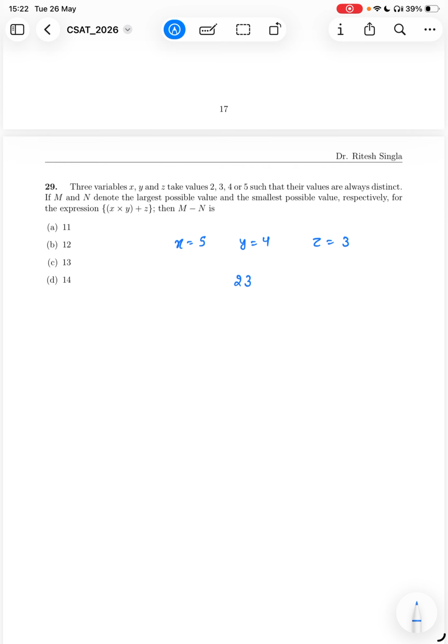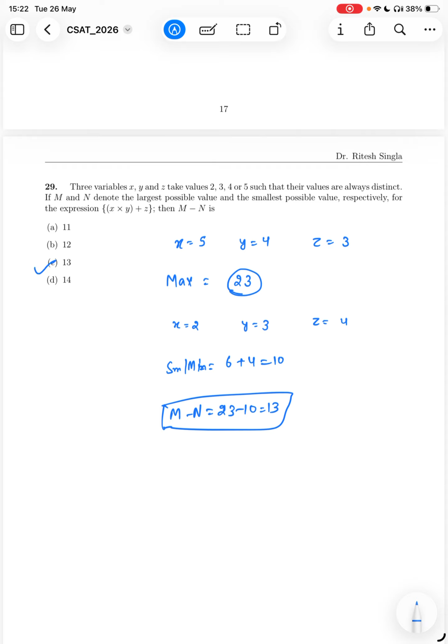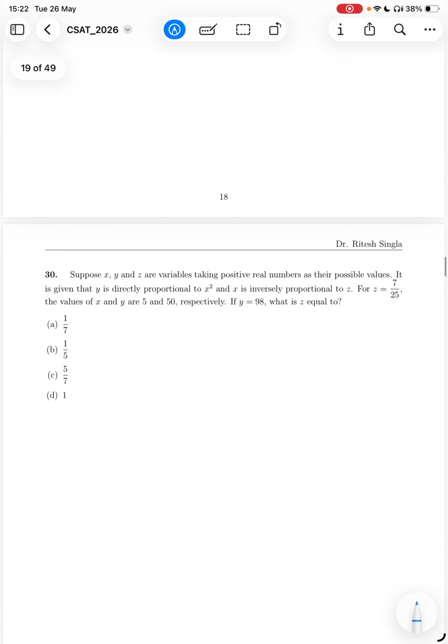Similarly, when you want to find the smallest one, you try to multiply the smallest numbers possible. So I will take x to be 2, y to be 3, and then take z to be 4. So it will be 6 plus 4, which is 10. So the largest number is 23. The smallest or the minimum number is 10. So the difference is 23 minus 10, which is 13. Answer. Option C is correct. Fine. Let us move to the next question.